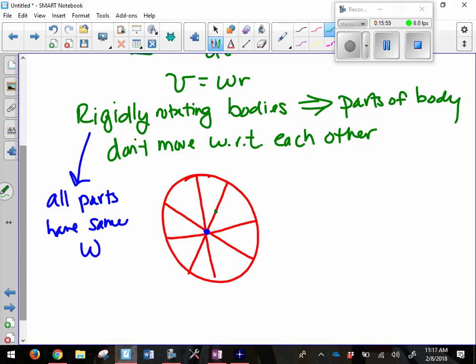Whether I'm talking about my green dot here that's about halfway out, or my black dot here that's all the way out, those 2 points have the same omega. Takes them the same amount of time to make a complete trip around the circle. Our solar system is not rigidly rotating because the parts actually interact with each other and pull on each other.